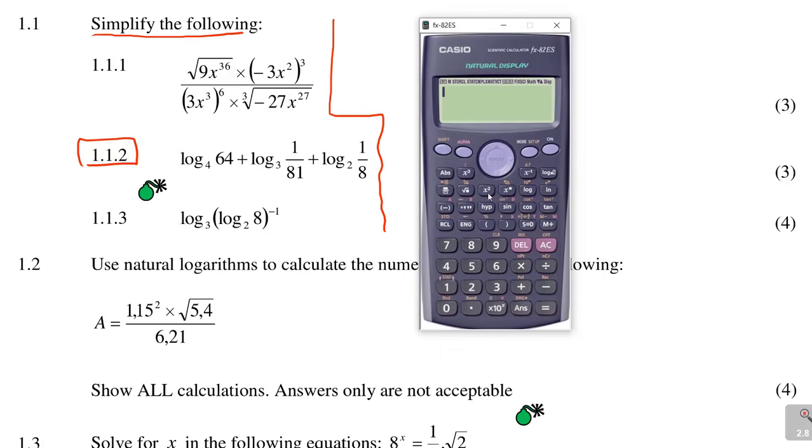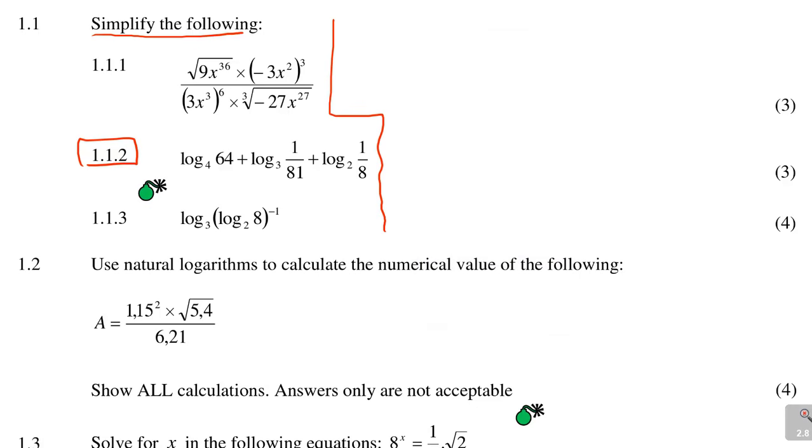They'll just take a calculator and say I can solve it. Then they'll write log base 4 of 64, plus log base 3 of 1 over 81, plus log in base 2 of 1 over 8. So this is what some of the students will just do, and then they get minus 4. So okay, I know the answer there is negative 4. But guys, you cannot get 3 marks out of that.